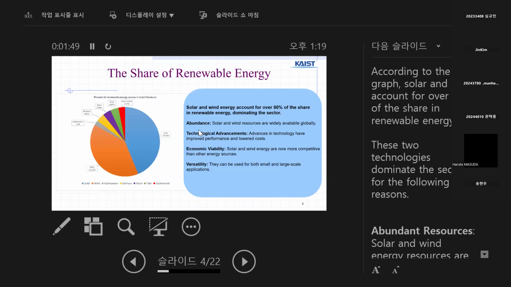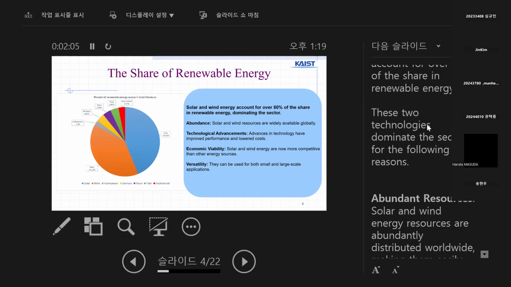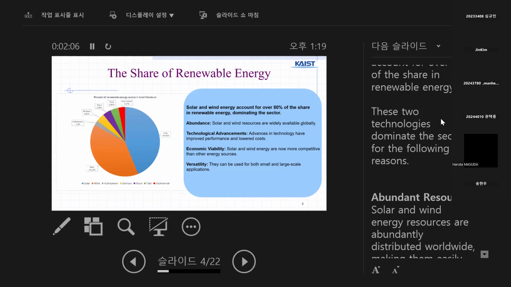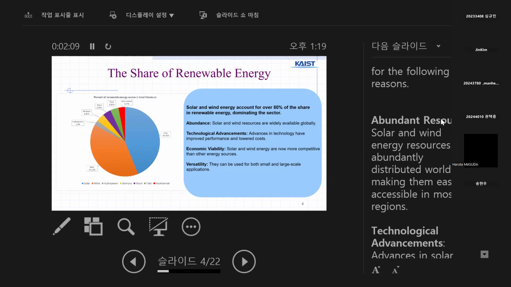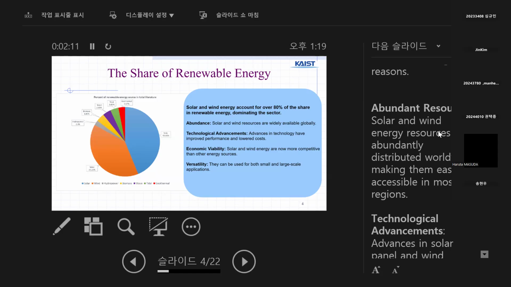This graph shows the share of renewable energy. According to the graph, solar and wind account for over 80% of the share in renewable energy: the blue one, the yellow one, the orange one. These two technologies dominate the sector for the following reasons. The first reason is abundant resources. Solar and wind energy are abundantly distributed worldwide, making them easily accessible in most regions.